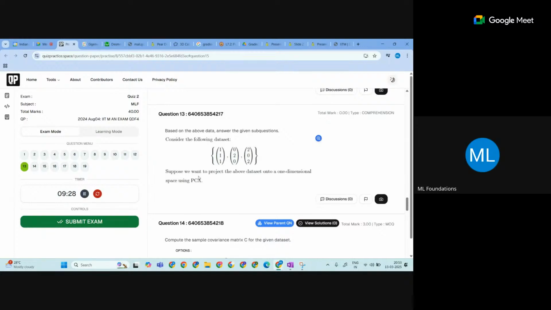Just a second, the solution will be pasted. Let us move on from this question. If you can post the solution for this, it will be great, because we are not getting the answers. Sir, we can discuss this solution at the end of the class.